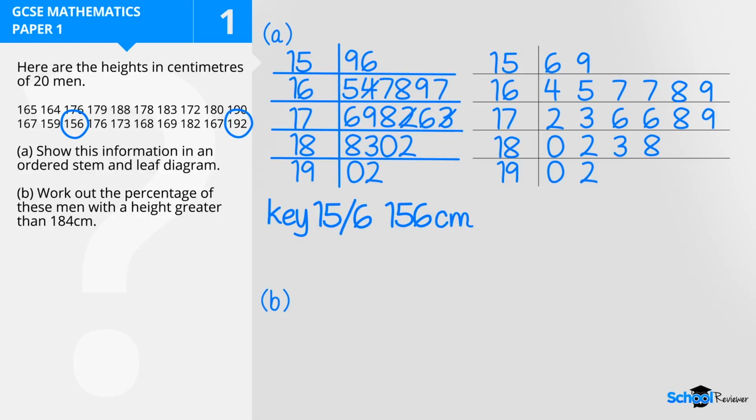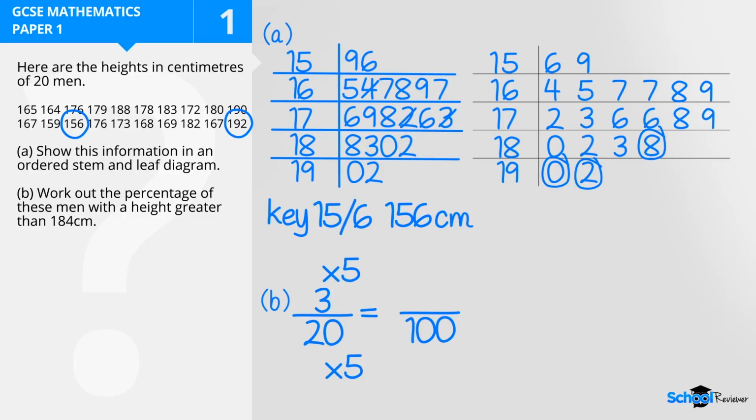Greater than 184, I have got 1, 2, 3 men. That is 3 men out of the total of 20 men. This is a non-calculator paper. I have to change this to a percentage. So what I'm going to do is write this out of 100. I'm going to multiply that by 5. That by 5 gives me 15 over 100. That will give me 15%. So my answer here is 15%.